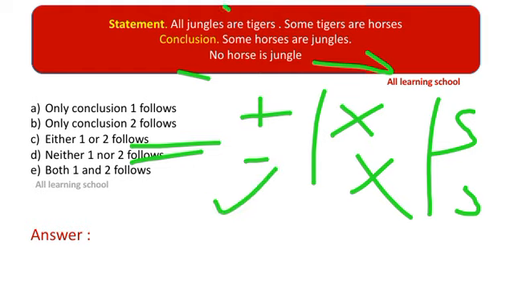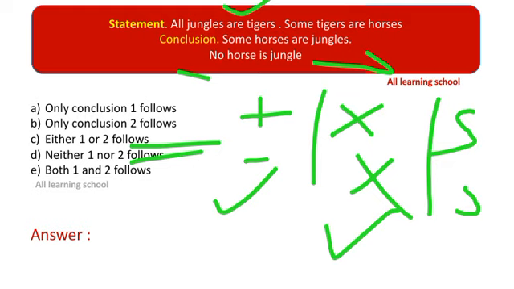As we have already solved this question, both statements could not be merged. When both statements could not be merged, no conclusion will be correct. Both of the conclusions are wrong. So the second rule is also followed for the either one, either two case. And our third condition is that the last word should be the same.